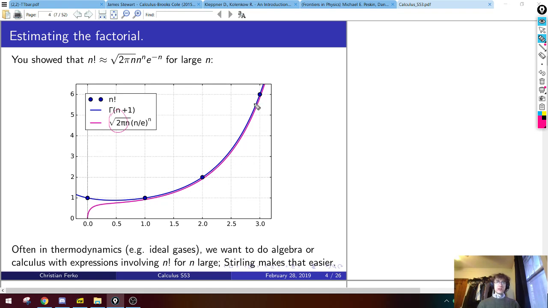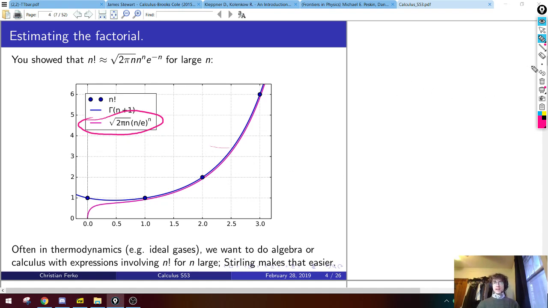So I just wanted to show you a plot to get a sense of how closely these agree, because the approximation is very good even when n is only like 3, right? So what's happening in this plot? The blue dots are the factorials. So 0 factorial is 1, 1 factorial is 1, 2 factorial is 2, 3 factorial is 6. The blue curve is the actual gamma function, which, as we know, should connect all of the factorial dots, because the gamma function generalizes the factorial to a smooth function. And then this pink curve is Stirling's approximation.